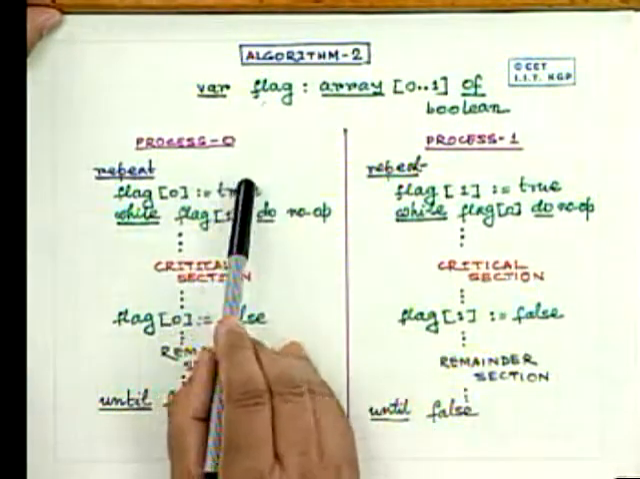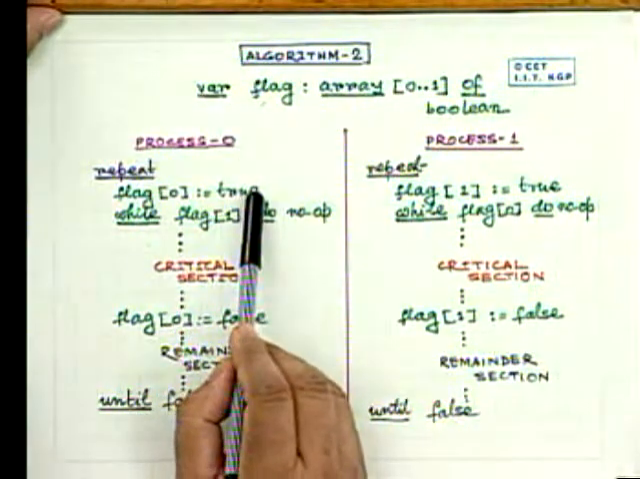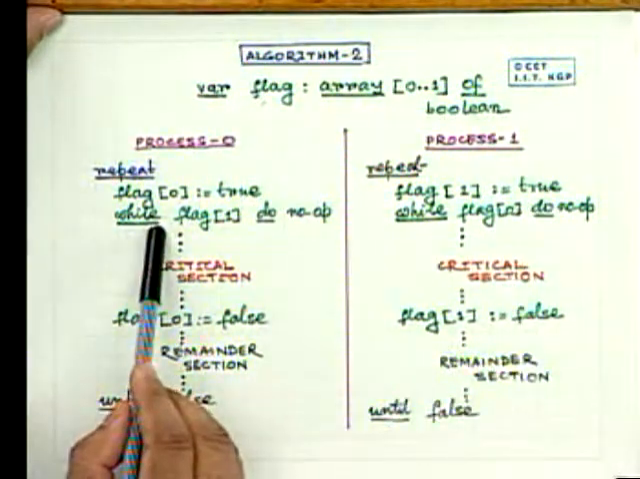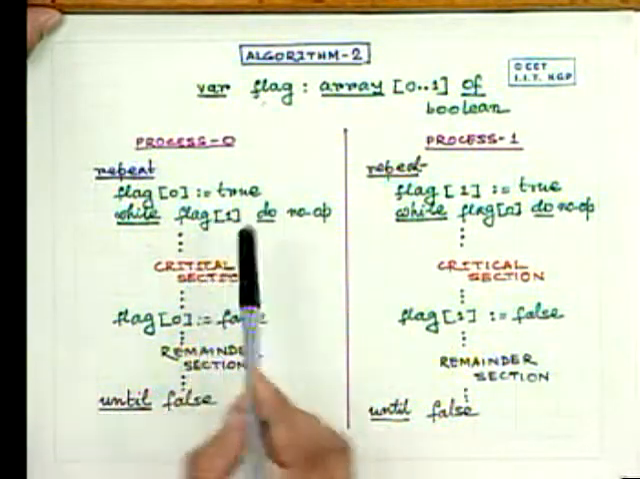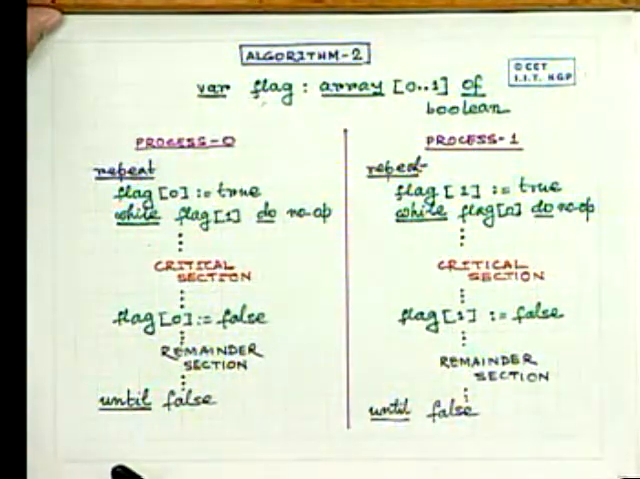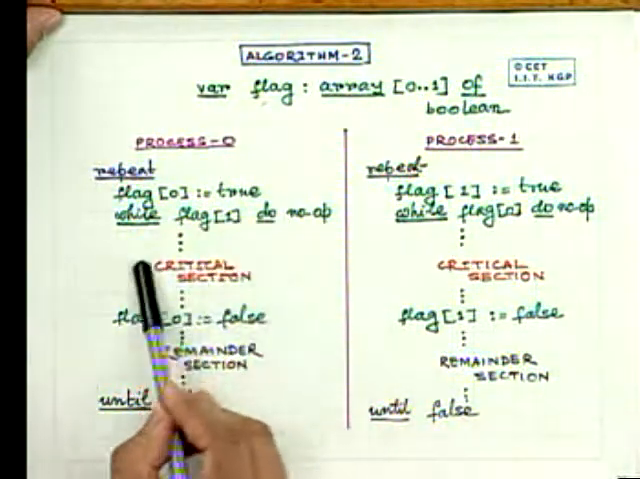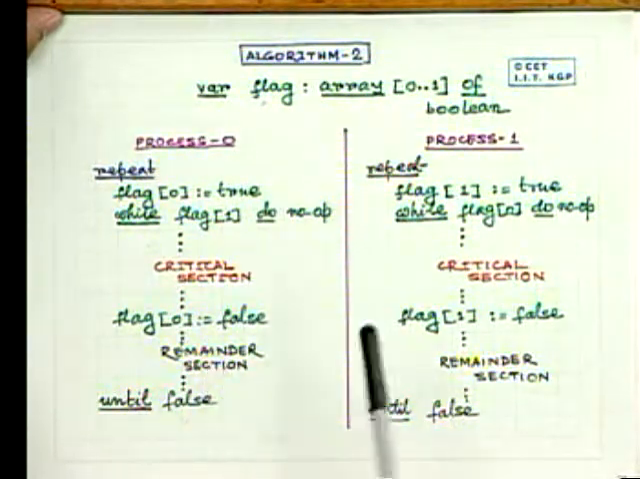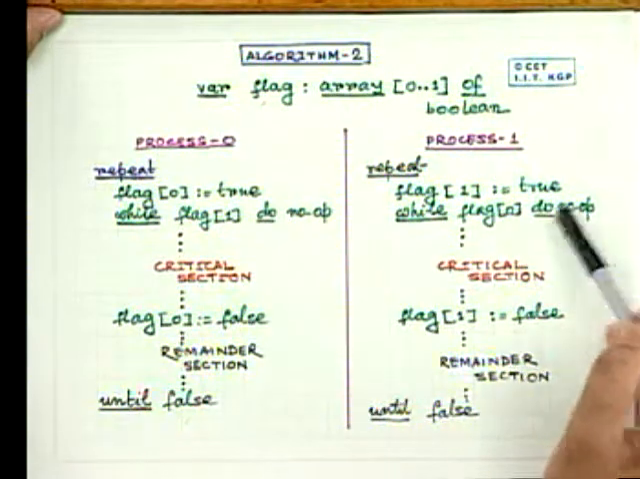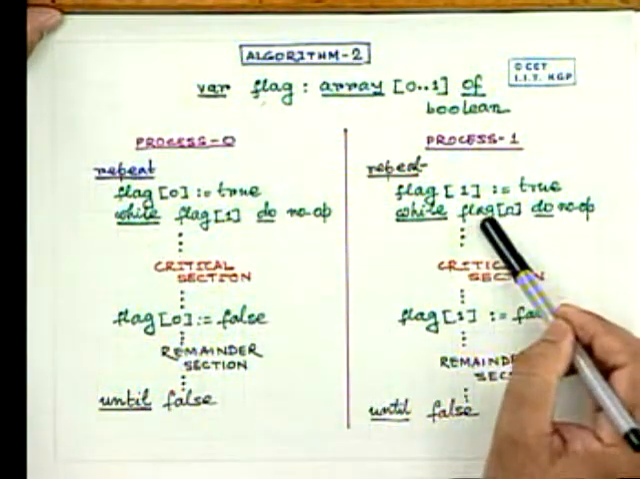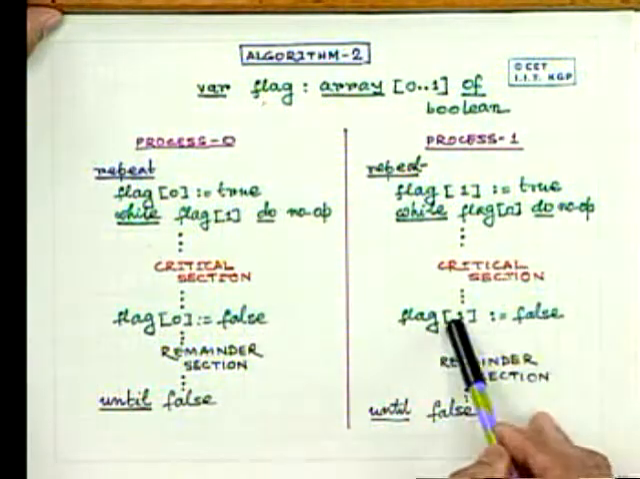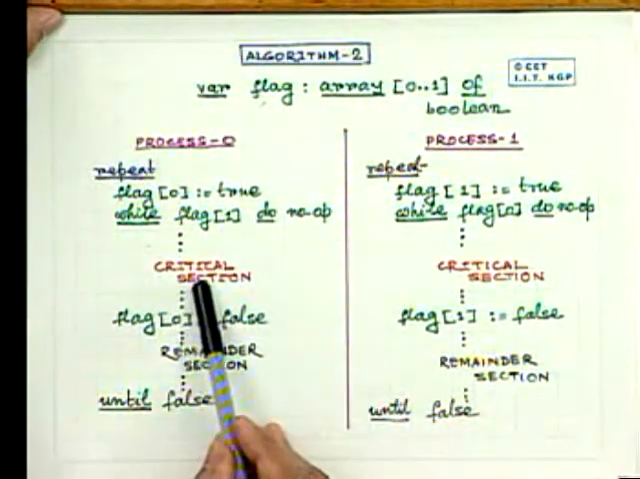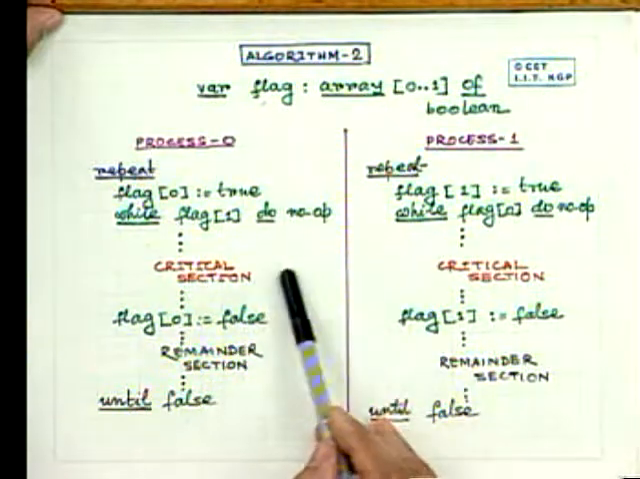I'm assuming, say, right at this moment, that flag 0 is true and flag 1 is false. In that case, since flag 1 is false, process 0 enters the critical section, executes it, makes flag 0 equal to false, then enters the remainder section. Now, if process 1 is waiting here, then it sees flag 0 to be false, enters its critical section, makes flag 1 false, and then enters the remainder section. Therefore, this way, mutual exclusion is once more achieved.